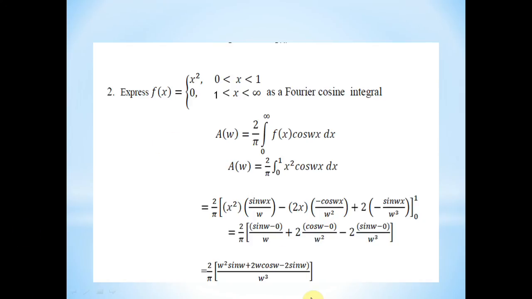Now take the LCM, which can be taken as omega cube. After taking the LCM, the term becomes 2 by pi, omega square into sine omega plus 2 omega cos omega minus 2 sine omega, divided by omega cube, and which is the Fourier cosine integral of the function f of x is equal to x square when 0 less than x less than 1, and equal to 0 when 1 less than x less than infinity. Thank you.